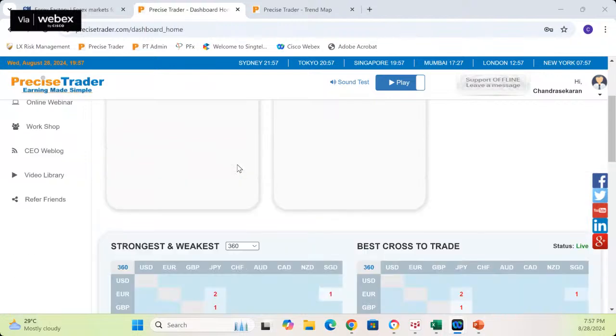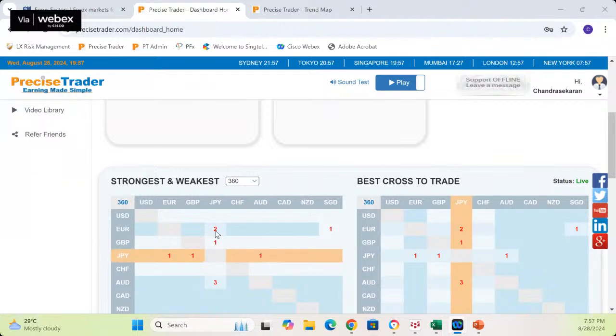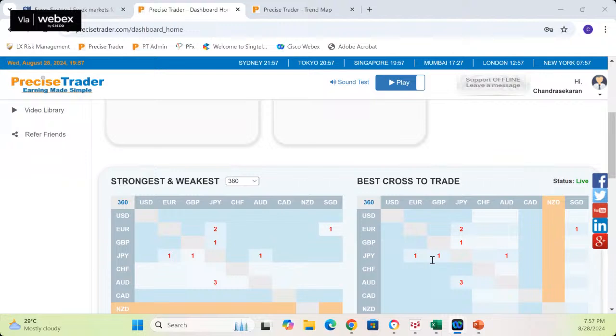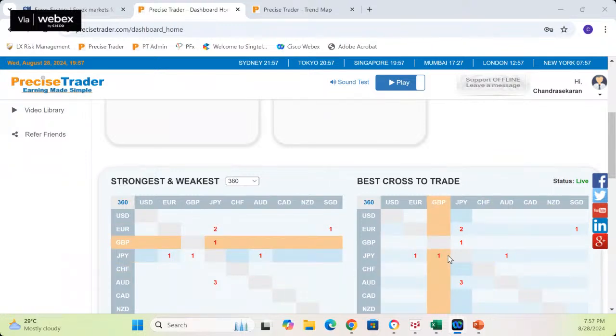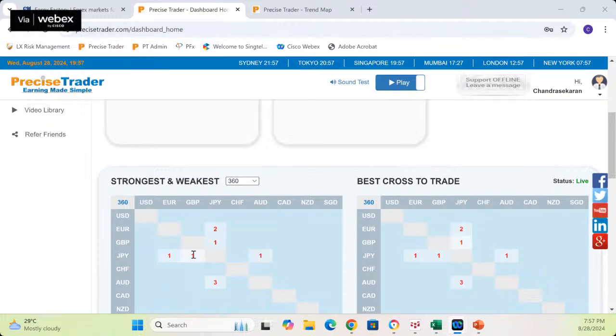Now when we look at this, this is the strongest and weakest. This is telling you that euro yen and pound yen can be traded now, because they are moving. The clue we are getting is that euro yen and pound yen are weakening. This is mainly due to it not being the base currency.